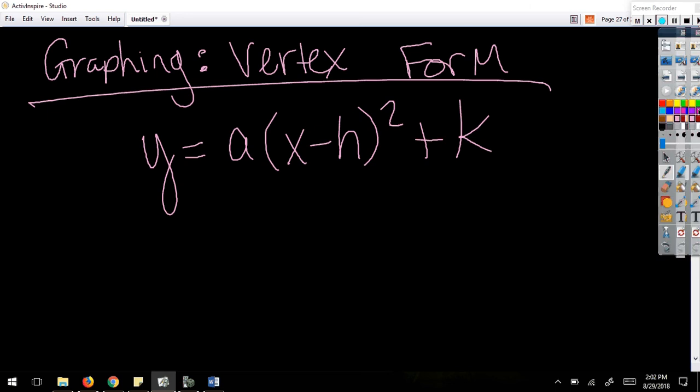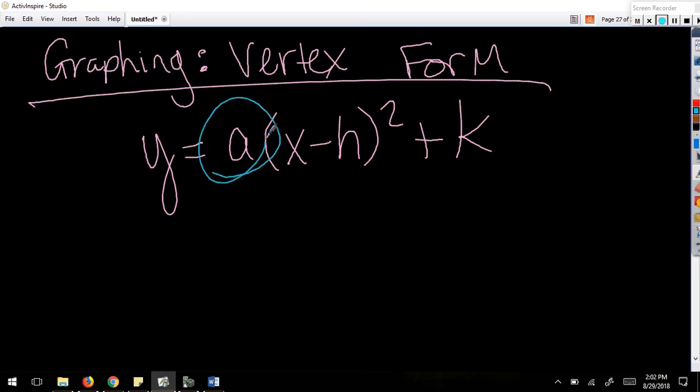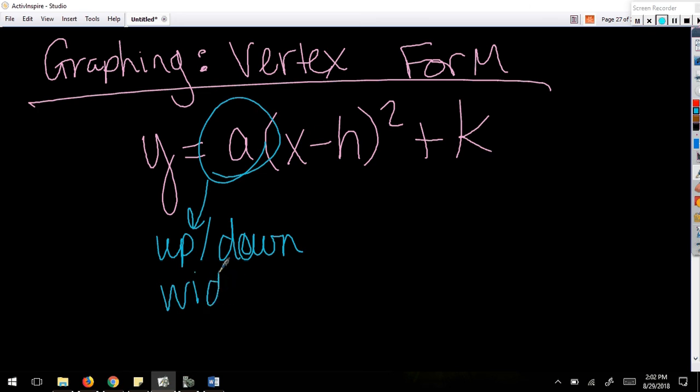A for us is still going to do the exact same thing. Tell me what A did in standard form. It told us several things. What did it tell us? If the parabola was going to go up or down. Exactly. If it was going to go up or down, what else did it tell us? The width. If it was skinny or wide. So this still has the same impact on the graph that it had in standard form.